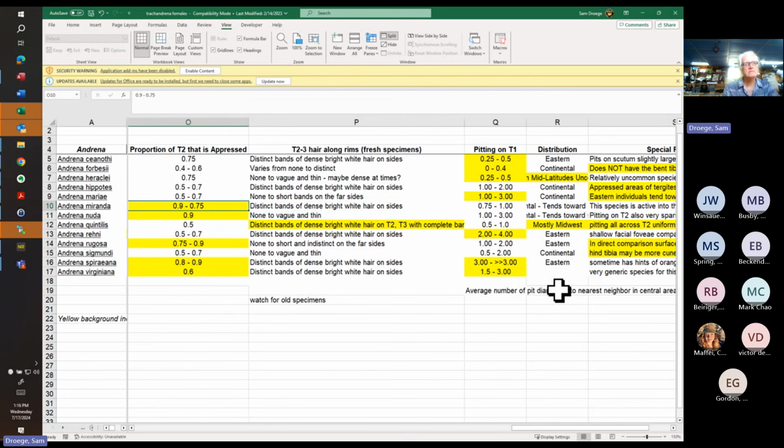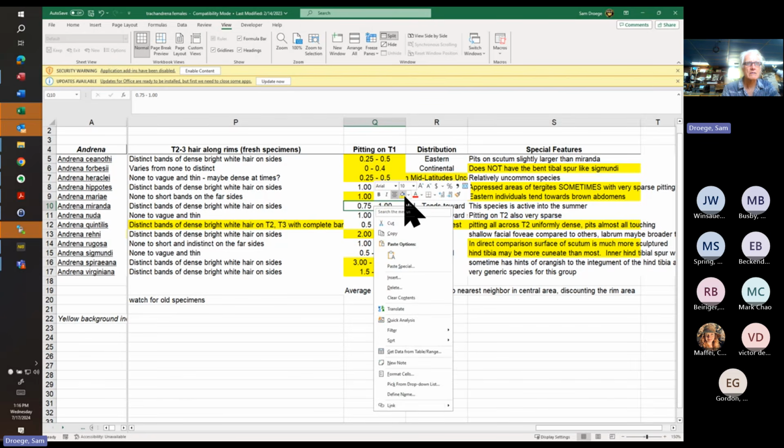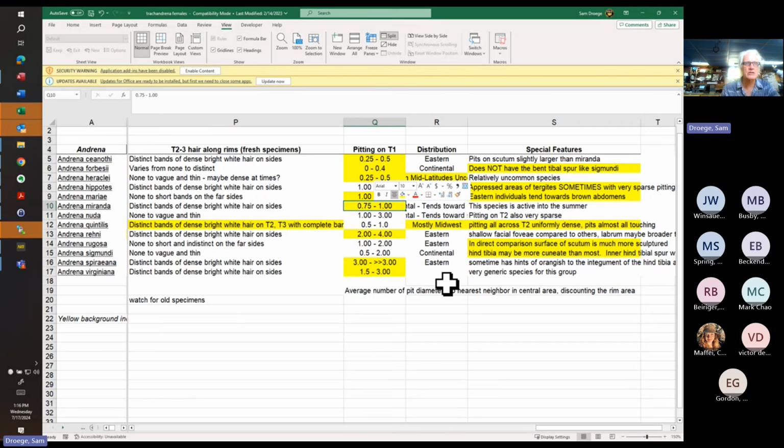I guess, oh, actually, wrong. Look at this, 0.9 to 0.75. This is 0.6 in Virginiana. So it looks like you have a couple things. I think you should make this yellow then here. What was the one I was going to make yellow? 0.75, 1 to 3. Oh yeah, this one should be yellow. I'm going to do that right now because we have agency to make changes.